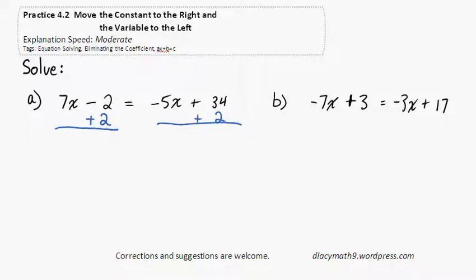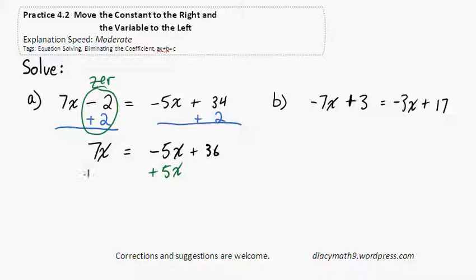So here is my 0. And so what I can get in the next line is 7x plus 0, and I don't write that 0, equals -5x plus 36. This is a simpler equation, but we're not there yet. What I'm going to do is add 5x to both sides. And when I do, it will eliminate an x term on the right-hand side.